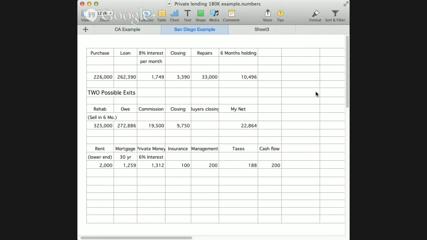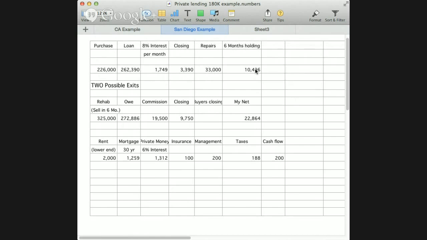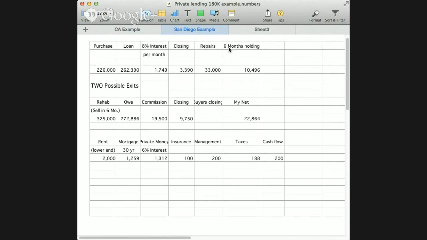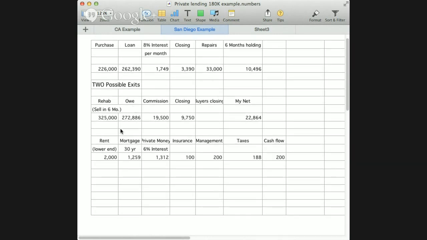In this case, the purchase was $226,000. I figured 8% interest, and I figured that repairs would be about $33,000. In 10 months, in 6 months, the holding costs are about $10,000. Our two possible exits for this example would be to sell the property at $325,000.